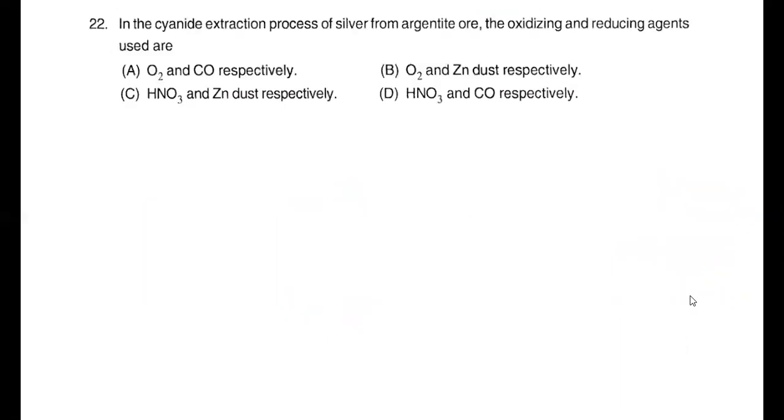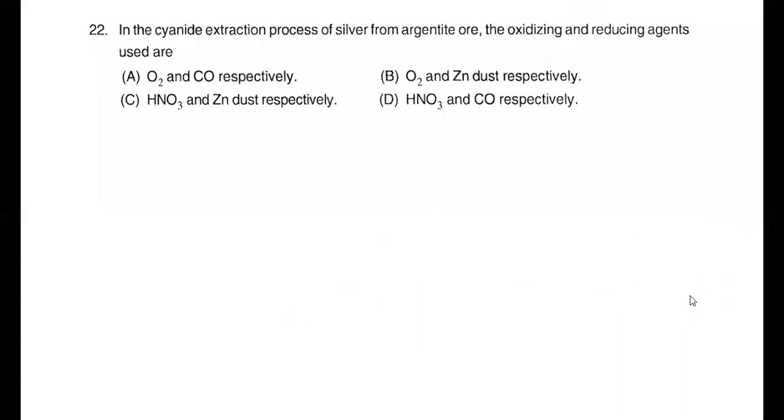Then question number 22 is given: in the cyanide extraction process of silver from argentite ore, the oxidizing and reducing agents used are, so you know, in this case we use oxygen gas for oxidation process, and zinc for the reduction process of the metal. If you wish, you can write the complete equation.